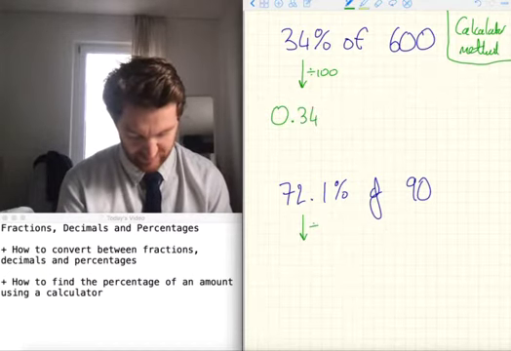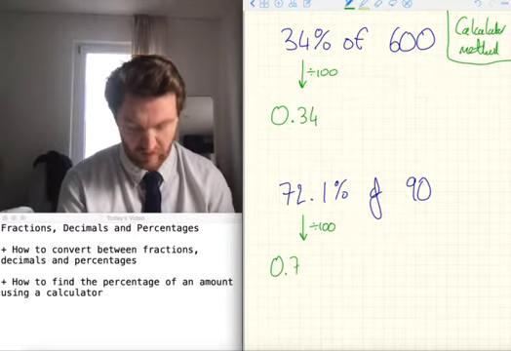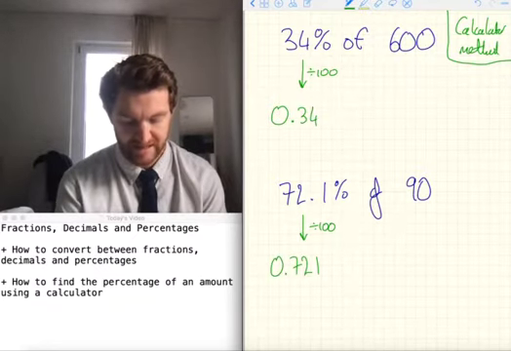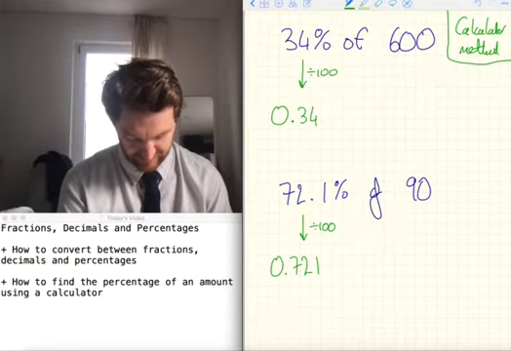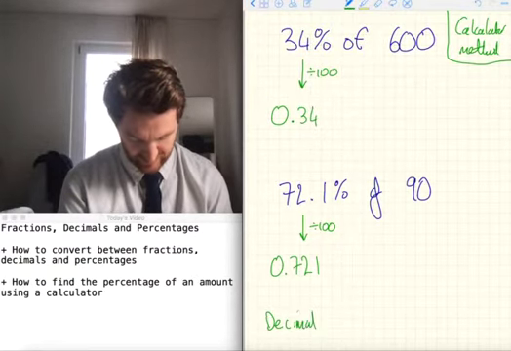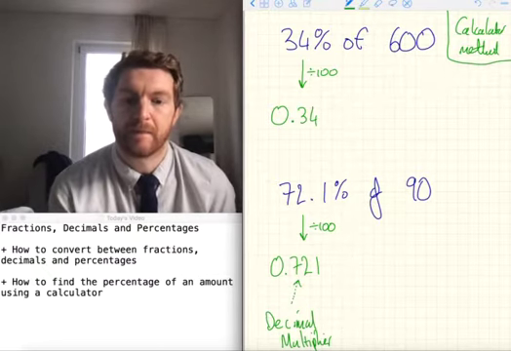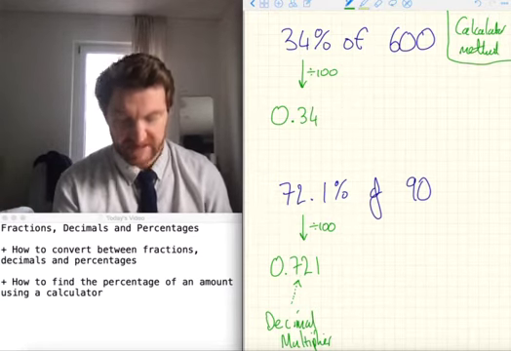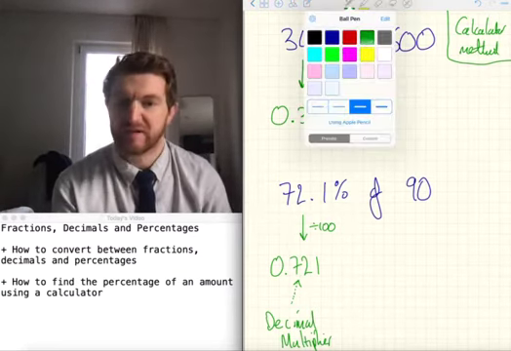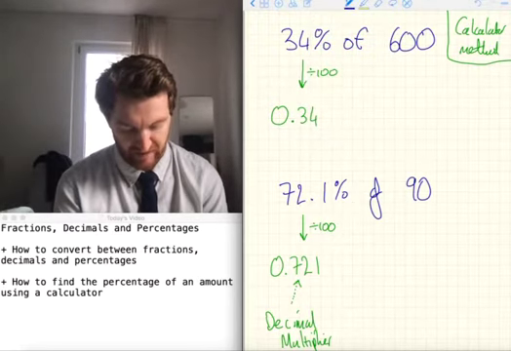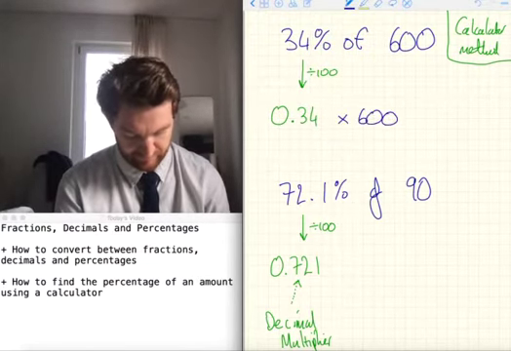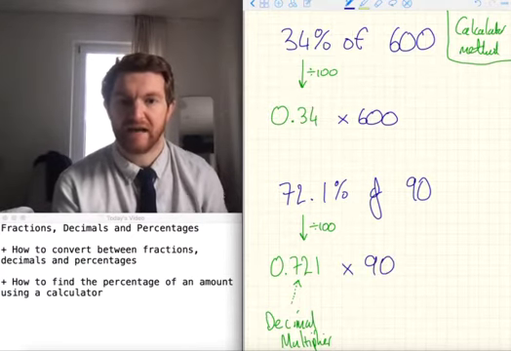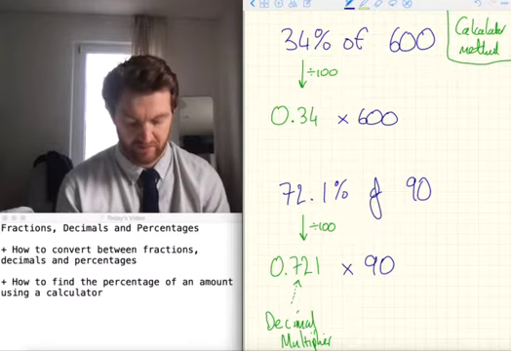Again, divide by 100 and it gives you 0.721. This here we call a decimal multiplier, and this is a very important concept in the percentages work that we're going to do after half term. Okay? End of term, not half term. So this is called a decimal multiplier, and the reason we call it a multiplier is because it just means that we multiply by our number. So percentage as a decimal, and then you times it on your calculator.